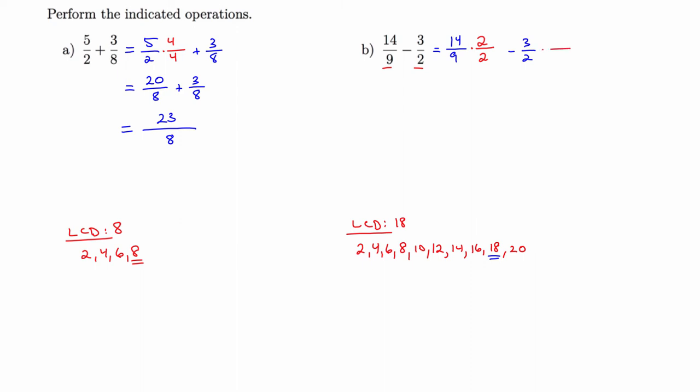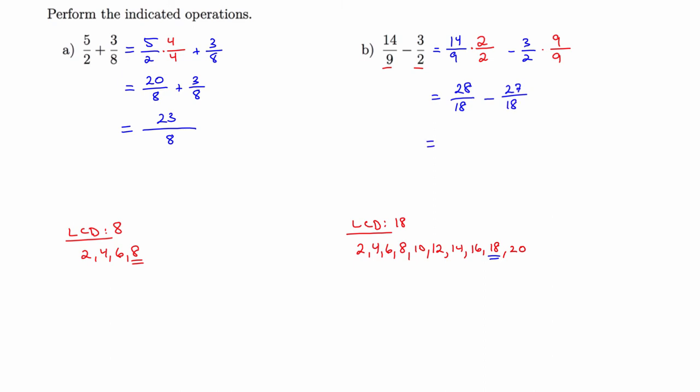What do I need to multiply 2 by to make it become 18? Well, 2 times 9 is 18. But again, if I multiply the denominator of that fraction by 9, I also need to multiply the numerator by 9. We now complete the multiplications. 14 over 9 times 2 over 2 becomes 28 over 18. Separately, 3 over 2 times 9 over 9 is 27 over 18.